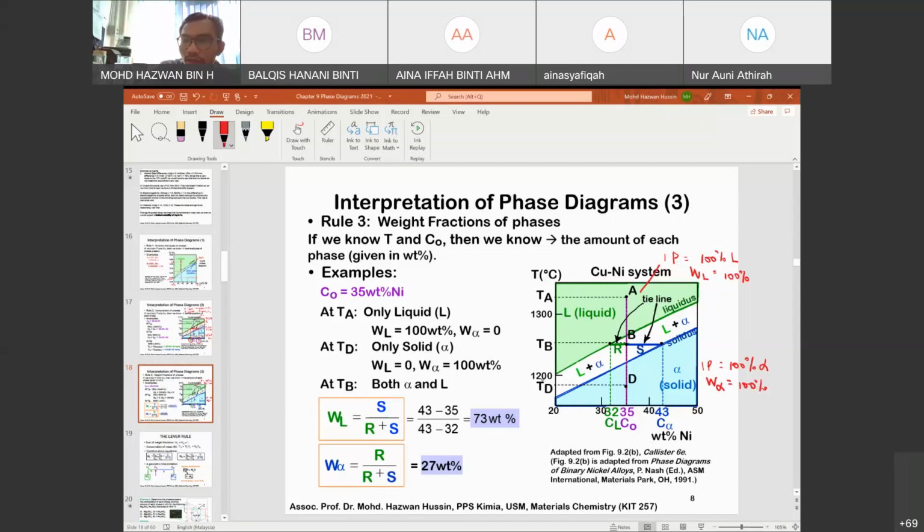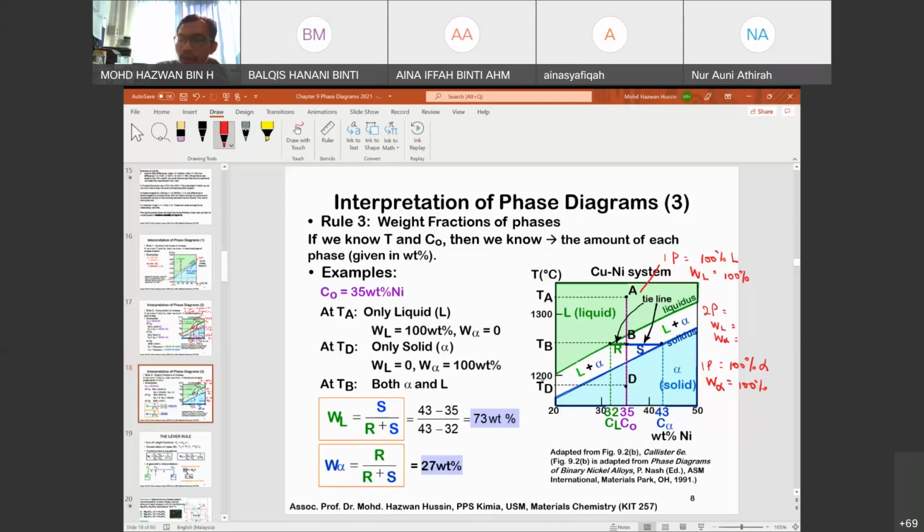Since at point B we know that you have two phases, and you also know the composition, you have the composition of liquid and the composition of alpha, or solid. Then you also need to report both weight fractions: the weight fraction of liquid and also the weight fraction of solid alpha. So how are you going to calculate that? How are you going to calculate the weight fraction? Fraction is actually pecahan. I mean, it is a total of 100.